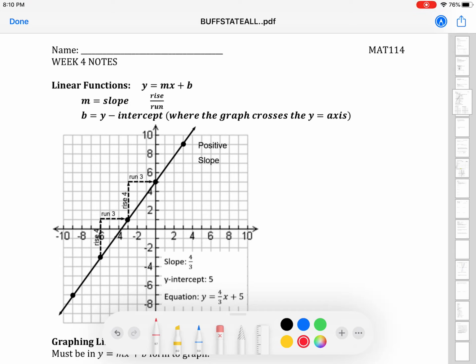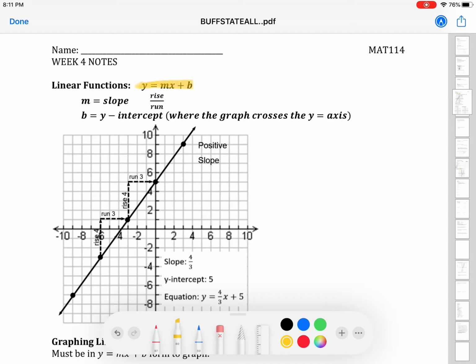Hello everyone. In this video we're going to be working on the week 4 notes in your workbook, which begin on page 33. So go ahead and flip to that and we're going to just jump right into graphing with this week's notes. So we're going to start with graphing linear functions.